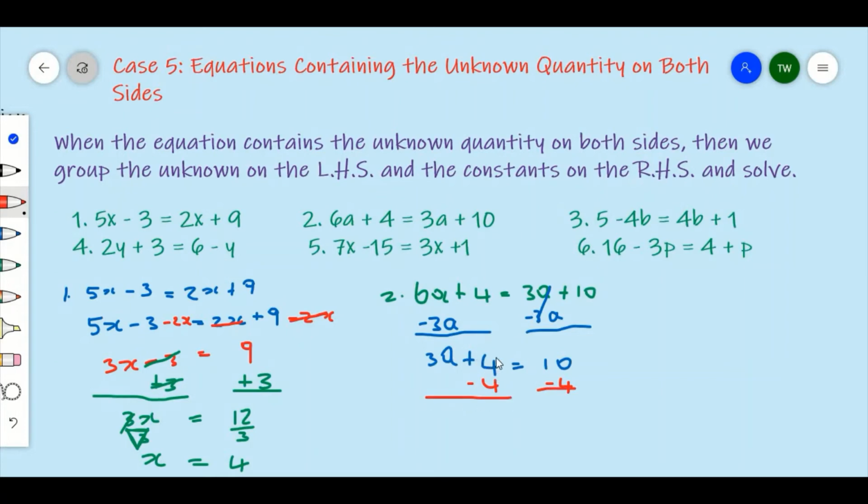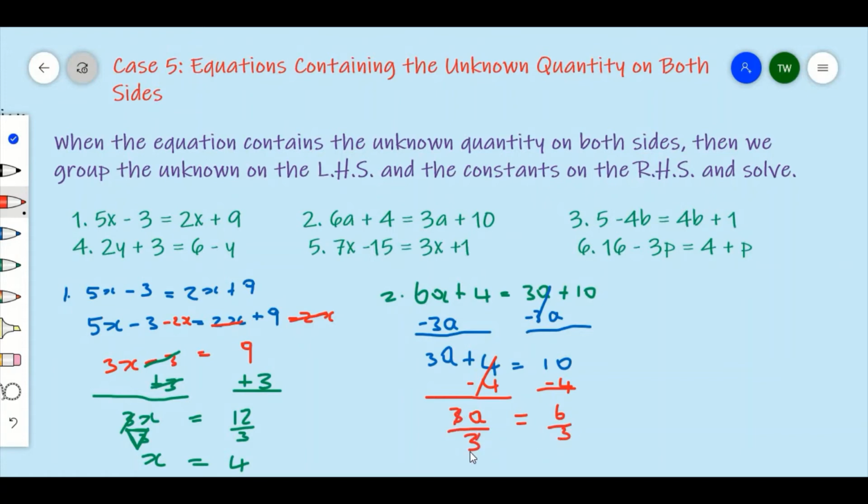So positive 4 minus 4, that gives us 0. So what we're left with is just our 3a, which is equal to 10 minus 4, that's going to leave us with 6. 3a means 3 times a, so we need to get rid of this 3. So we're going to divide both sides by 3. And divide this side by 3 as well.